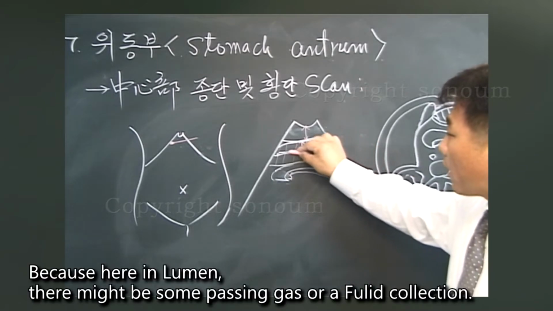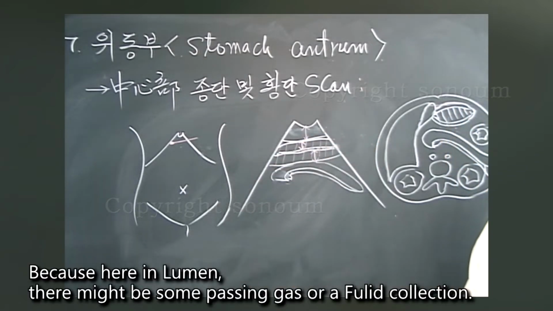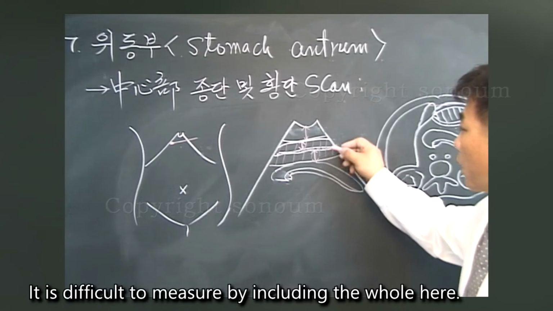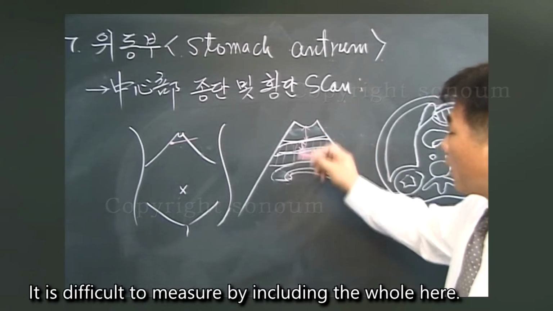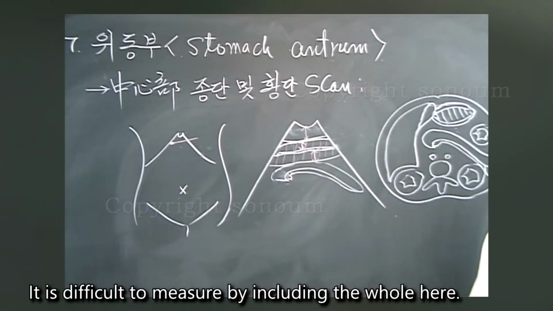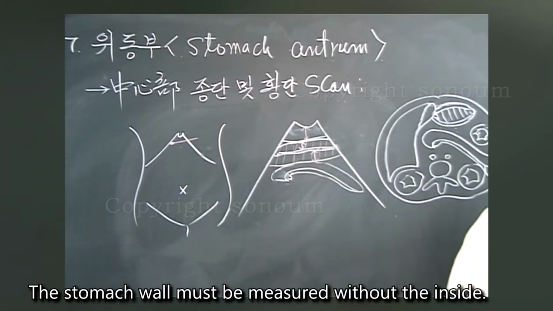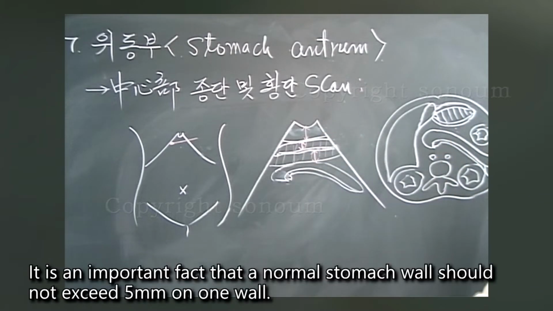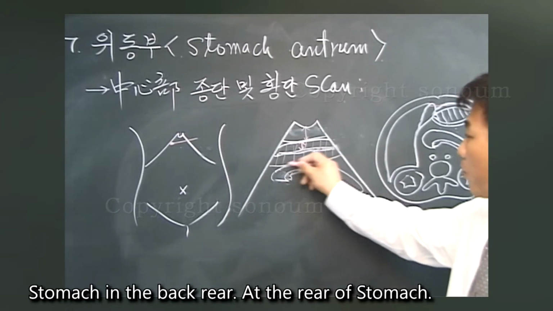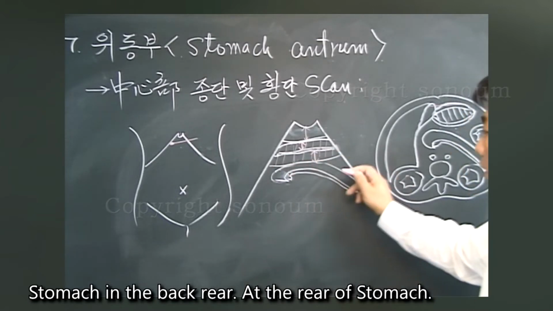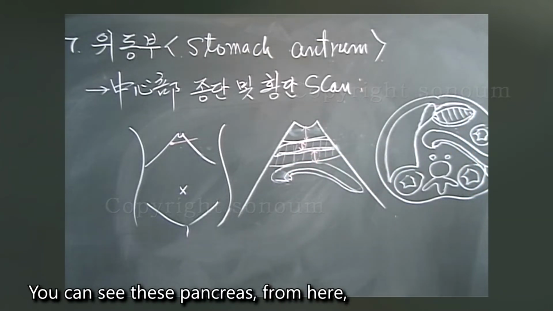Because here in the lumen, there might be some passing gas or a fluid collection, it is difficult to measure by including the hole here. The stomach wall must be measured without the inside. It is an important fact that a normal stomach wall should not exceed 5 mm on one wall. Behind the stomach, at the rear of the stomach, you can see the pancreas.